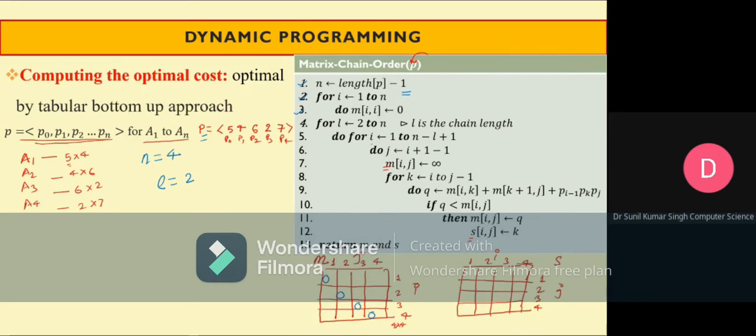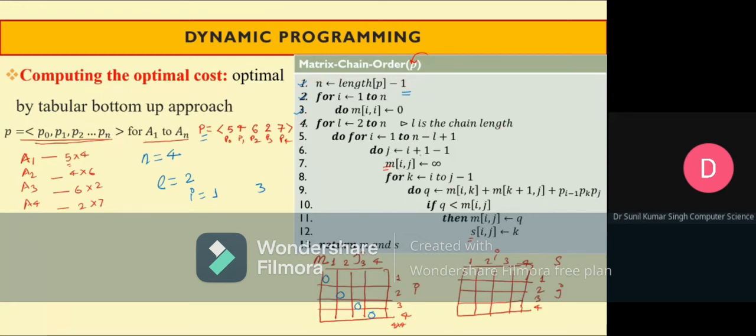I is equal to 1 to n minus L plus 1. What is the value of n? That is 4. What is the value of L? That is 2. So 4 minus 2 plus 1, that is going to be 3. So I will move from 1 to 3, but currently it is 1.